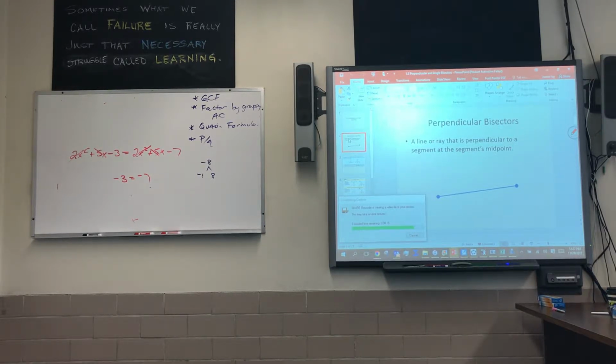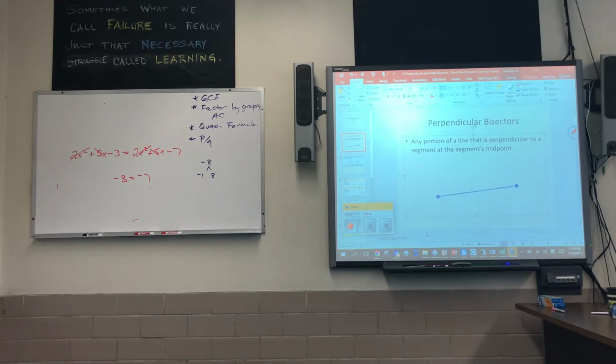It says a perpendicular bisector is a line or a ray. Okay? And it could even be a segment. So maybe you want to write in your notes, maybe that'll be a better definition for us. It's any portion of a line that is perpendicular to a segment at the segment's midpoint. Okay? That is the definition of a perpendicular bisector.